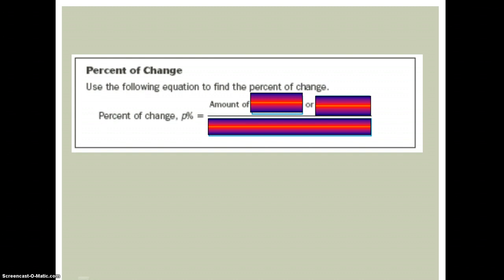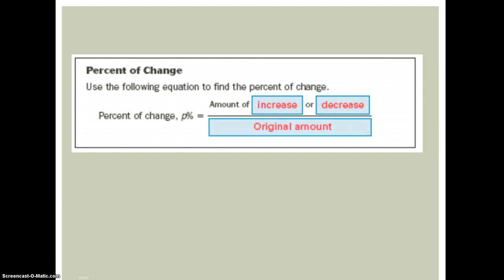Use the following equation to find the percent of change. Take the amount of increase or decrease divided by the original amount.